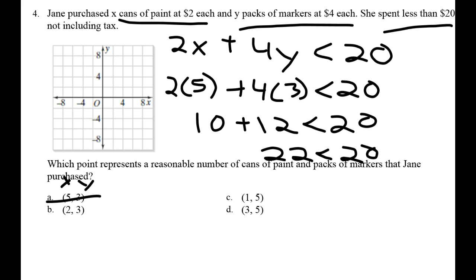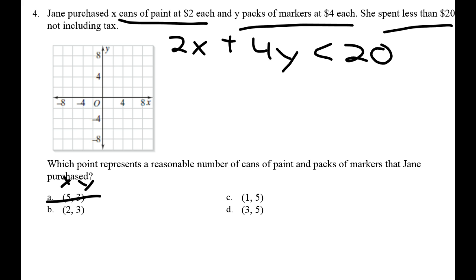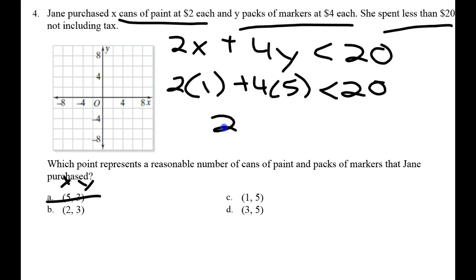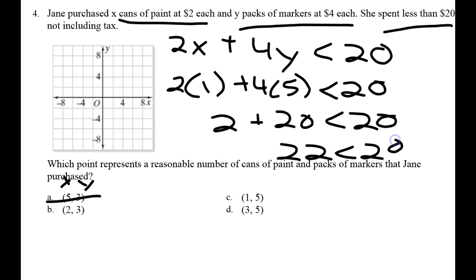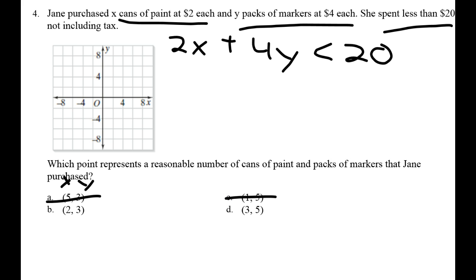And then I'm going to do the same thing with x is 1 and y is 5. So I have 2(1) + 4(5) < 20. 2 times 1 is 2. 4 times 5 is 20. So I end up with 22 is less than 20, which is also not true. So now I'm going to try out answer choice B.